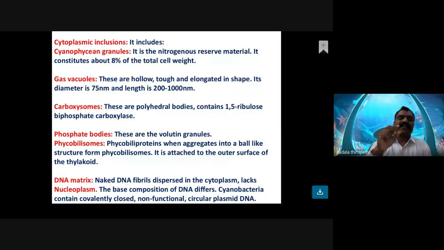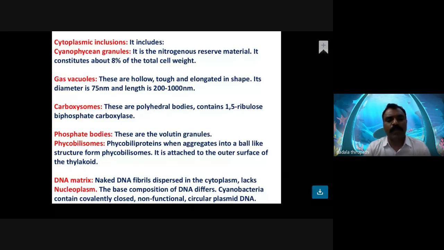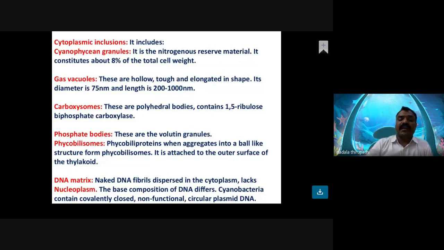So we know that the cell possesses thylakoid membranes. The thylakoid membranes have phycobilisomes on their outer surface. So phycobilisomes are proteins, phycobiliproteins. When they aggregate into ball-like structures, they are phycobilisomes, which are attached on the outer surface of the thylakoid membrane. And my dear friends, phycobilisomes are present only in algae, especially red algae and blue-green algae.